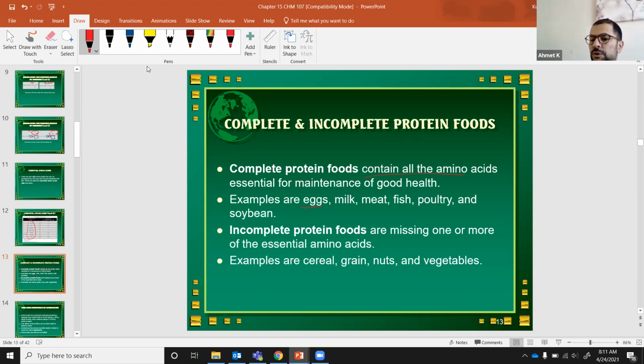But incomplete proteins are the ones that you're going to be consuming from the vegetables and plants, such as cereal, nuts.